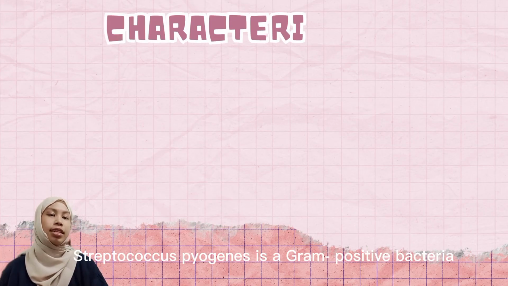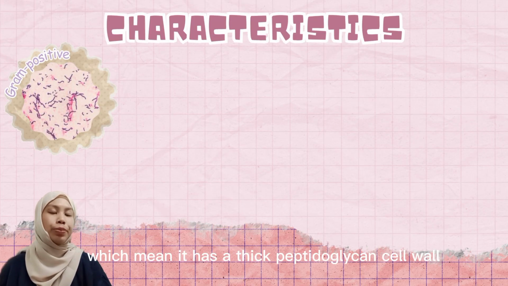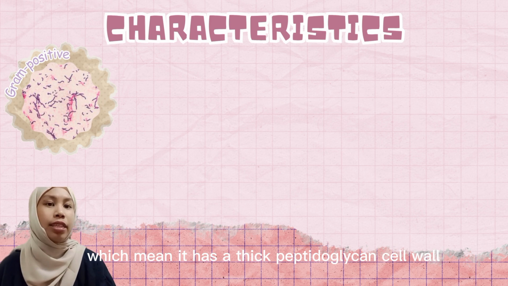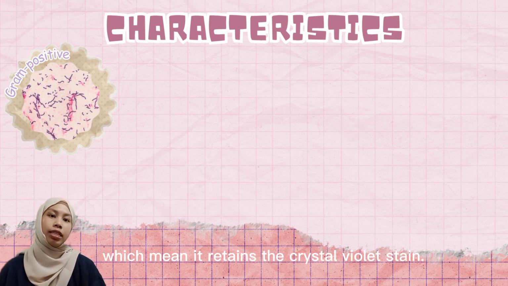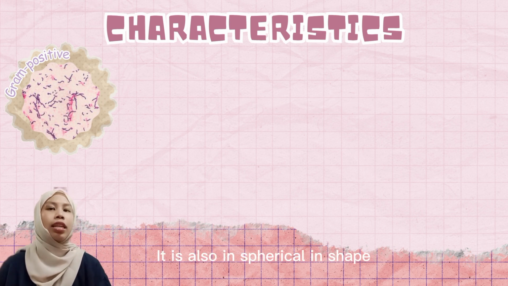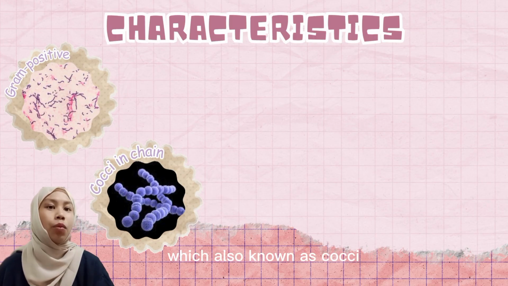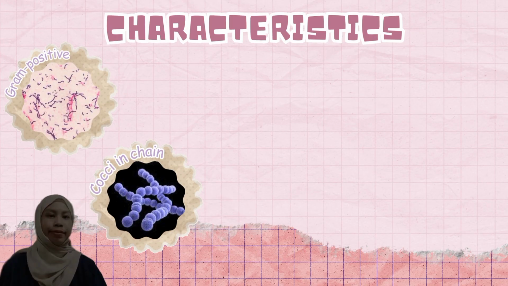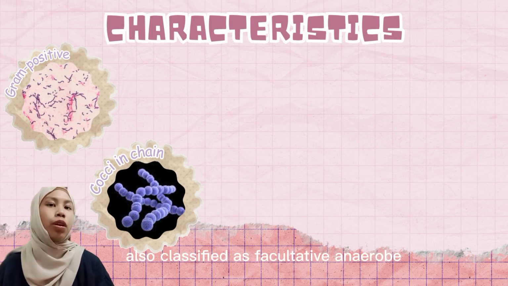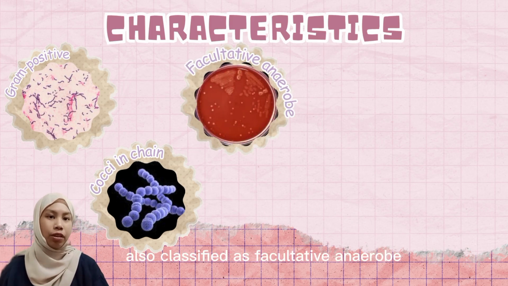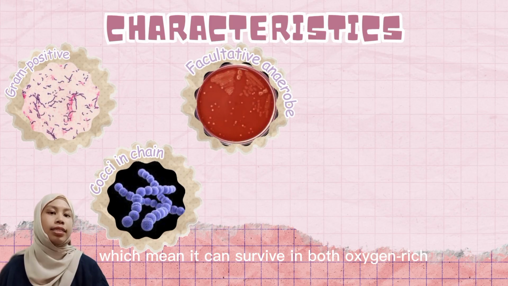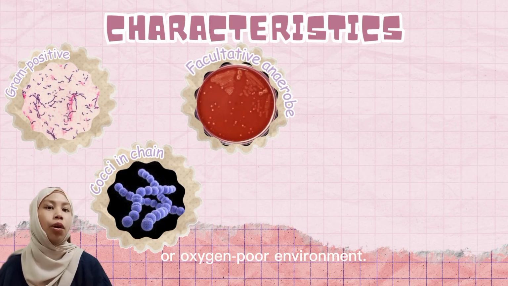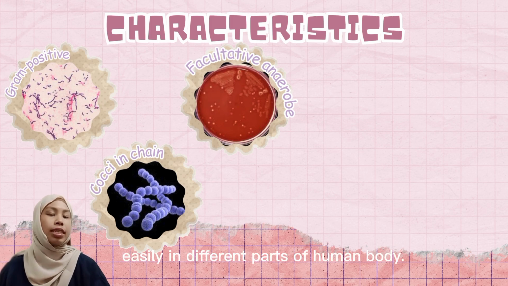Streptococcus pyogenes is a gram-positive bacteria, which means it has a thick peptidoglycan cell wall, which means it retains the crystal violet stain. It is also spherical in shape, which is known as cocci, and typically arranged in chains. Streptococcus pyogenes is also classified as a facultative anaerobe, which means it can survive in both oxygen-rich or oxygen-poor environments. This allows the bacteria to adapt easily in different parts of the human body.